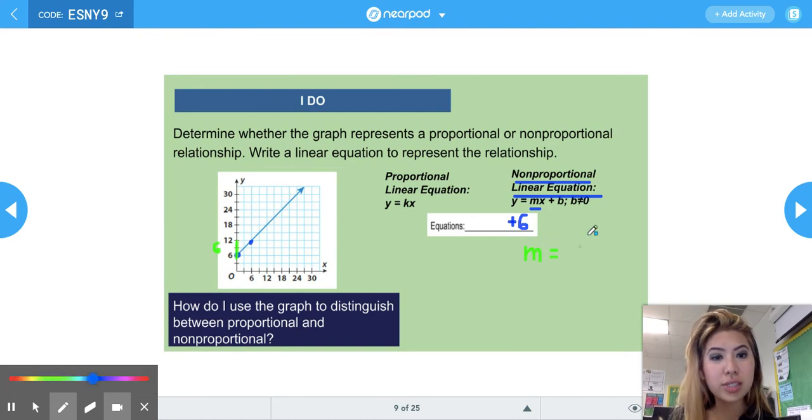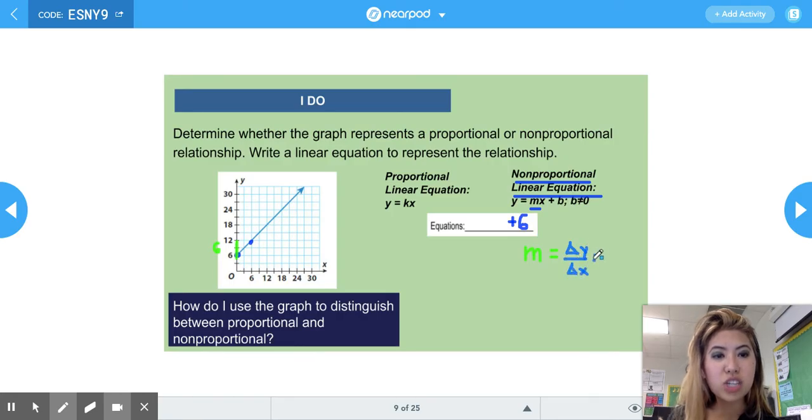I'm going to change colors since that was kind of hard to see. So our change in y is 6 over our change in x. We're moving from here to here. So if this is 0 and this is 6, our change in x, 6 minus 0 is 6. And lastly, we have to divide. 6 divided by 6 is 1. So we always write our slope, or our unit rate of change, in front of our x. So our equation is going to be 1x plus 6 is equal to y.